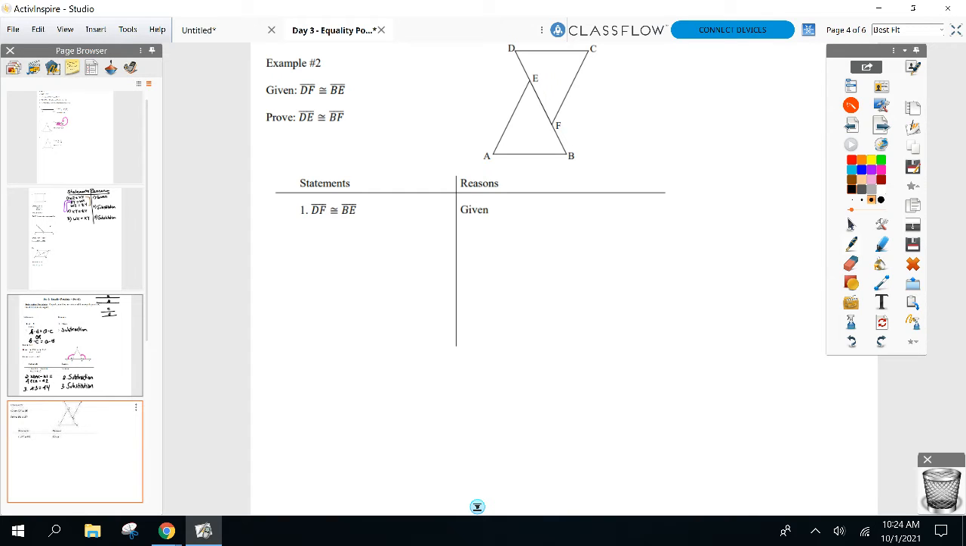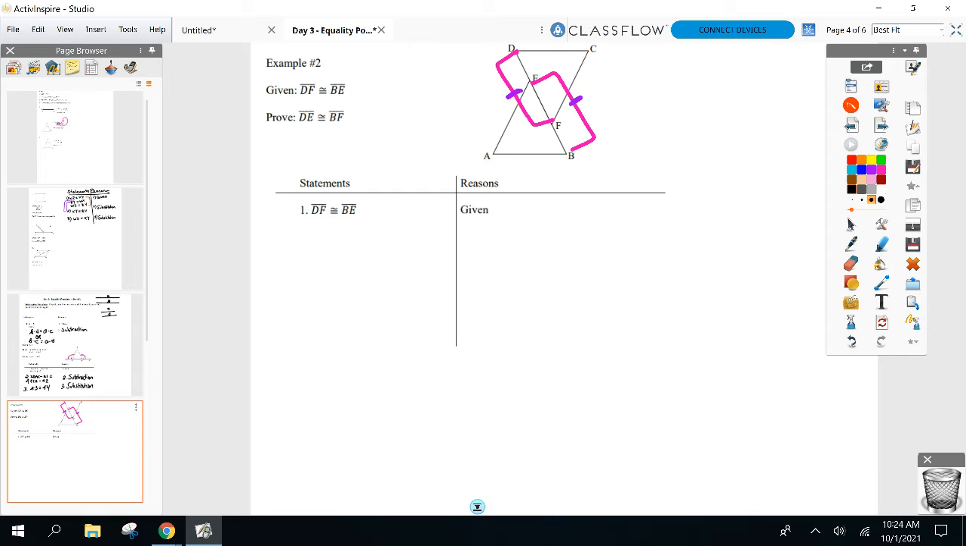DF is congruent to BE. Now, if you do what you want to do to mark that congruent, here's what I do. I just do a little bracket from D to F and a little bracket from B to E, and I put the hash marks on those. That's how I roll. You roll however you want, as long as you know they're congruent. And I'm asking you why segment DE is congruent to segment BF.